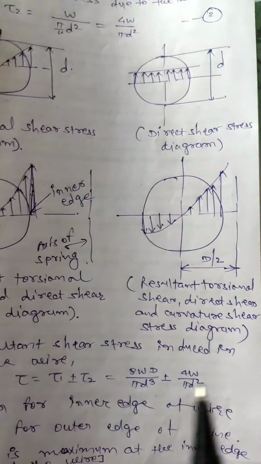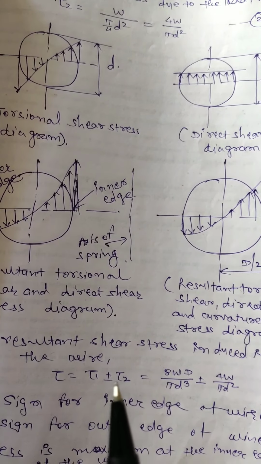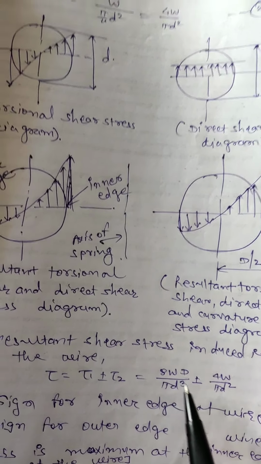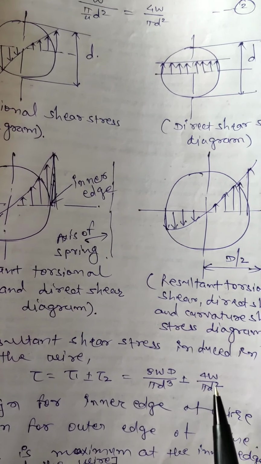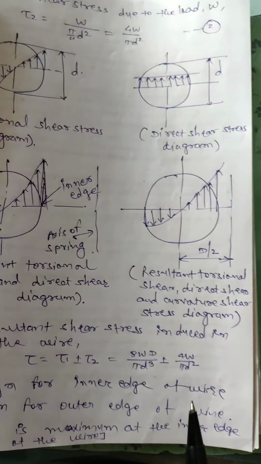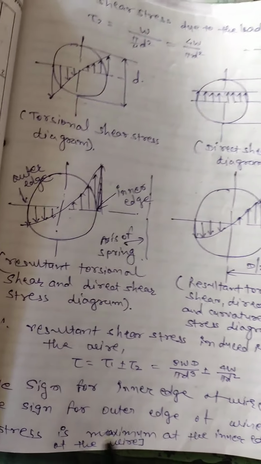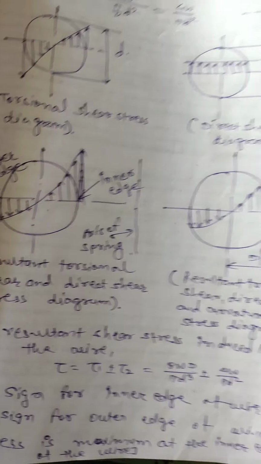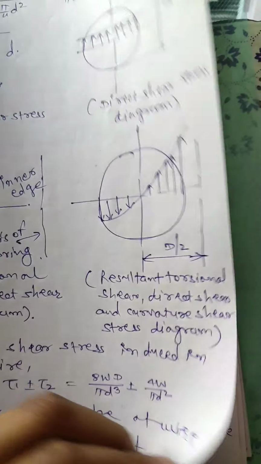So the total resultant stress induced in the wire is tau equal to tau 1 plus or minus tau 2. It means 8WD upon pi d cube plus or minus 4W upon pi d square. Here the positive sign can be used for the inner edge of the wire and the negative sign for the outer edge of the wire. It means stress is maximum at the inner edge of the wire of the coil having diameter small d.